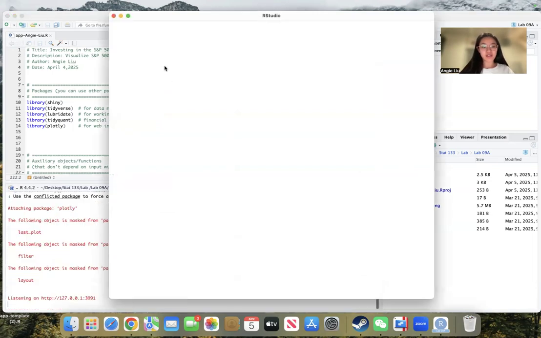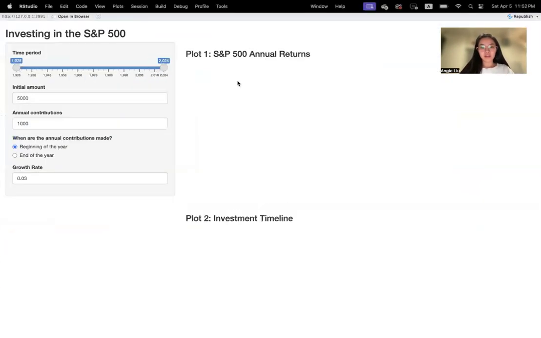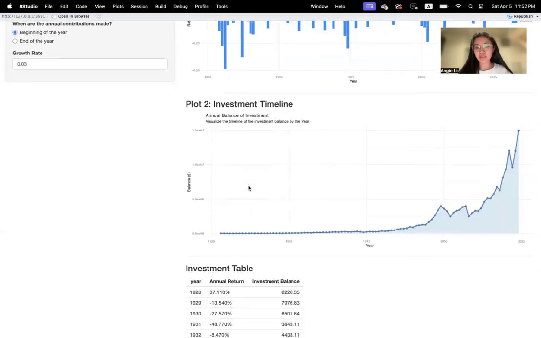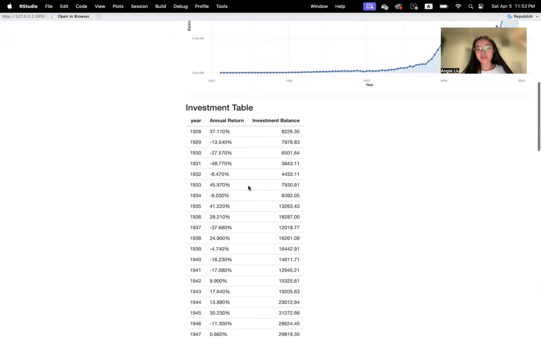This is my code and this is the graph that I have. First in this project, we have three plots. The first is the S&P 500 annual returns, the second is the investment timeline, which is the relation between the years and the investment balance for each year. And then the third is my investment table.